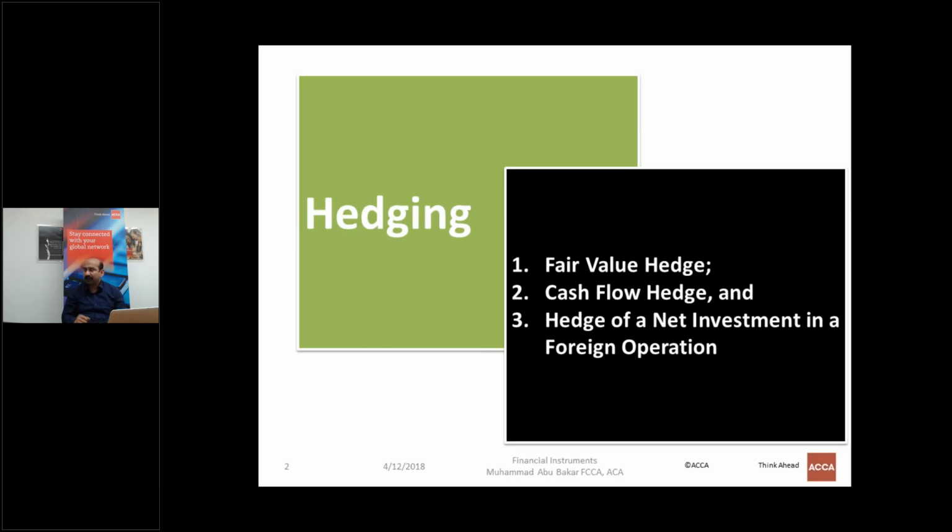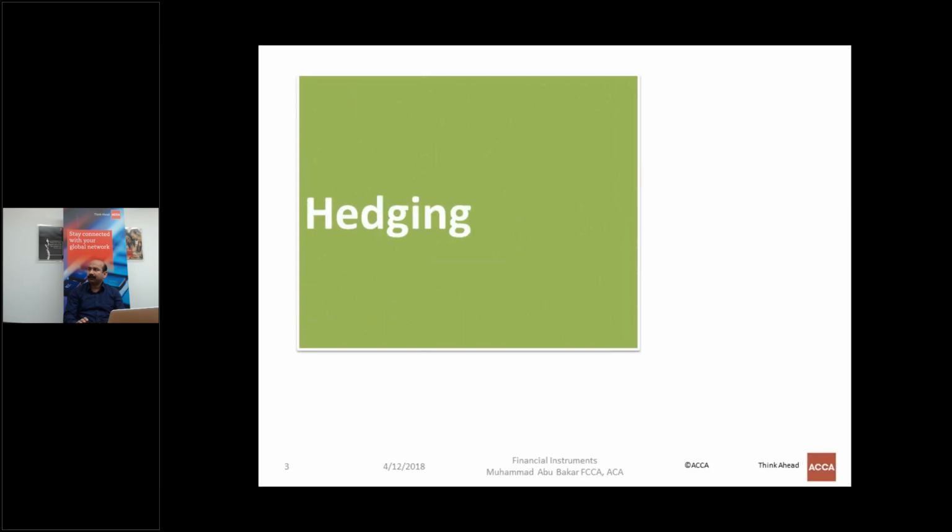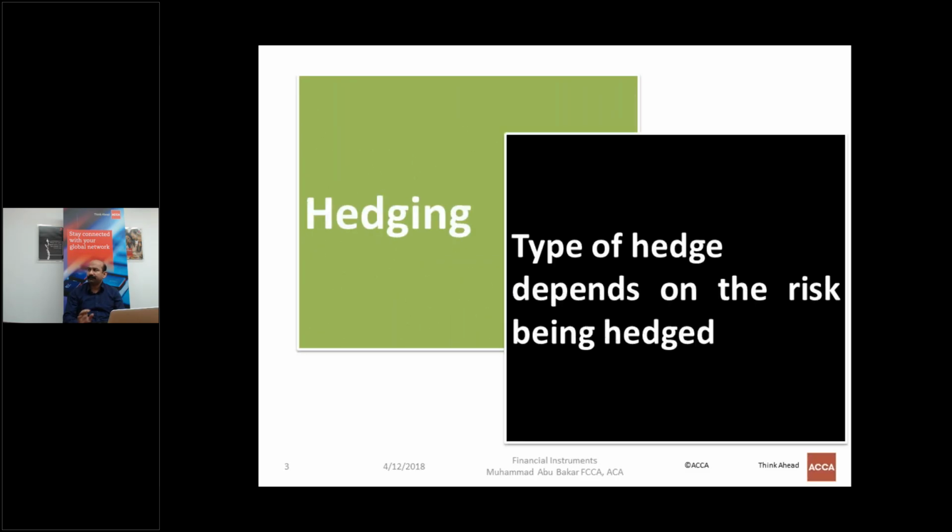So first of all, we go for our first learning objective. Like, how can we decide what are the principles, what are the methodologies which can be applied to determine the type of hedge? And the type of hedge depends on the risk being hedged. This is very important. This is the key point. Type of hedge depends on the risk being hedged.